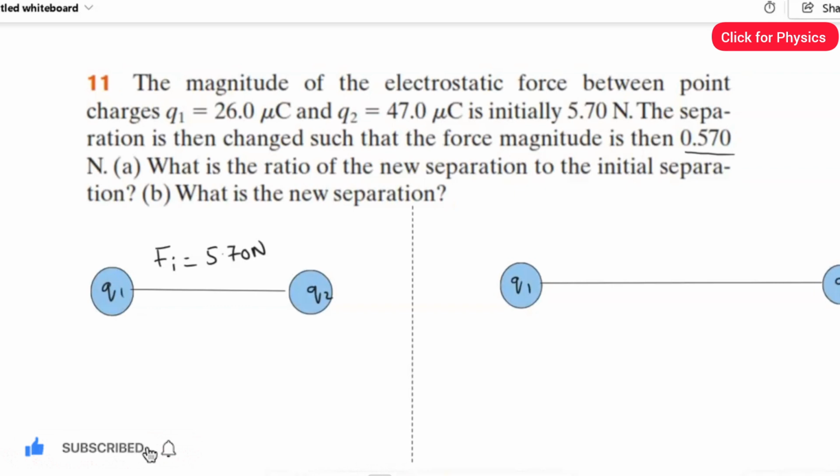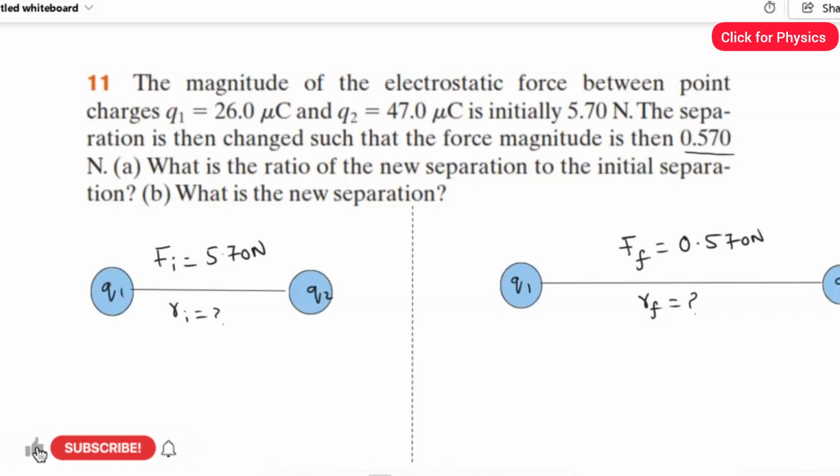So by that, these two charges have a new force. Let's take F final, which is nothing but the final force, 0.570 Newton. By using this information and the values of the two charges, we are going to find two answers. The first is the new separation, the distance between the charges. So let's take R final. We are going to find R final, and also R initial.